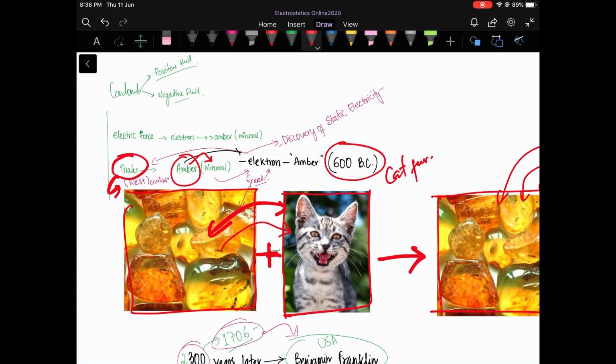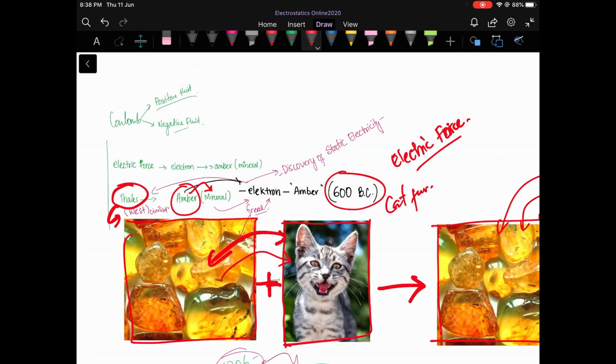One more very important reason why this cannot be gravity is that gravity is always found to be attractive, but this force that we get after rubbing amber with the cat fur is not only attractive, but it may also be repulsive, as you will see. Since it was a new force, people started calling it electric force.